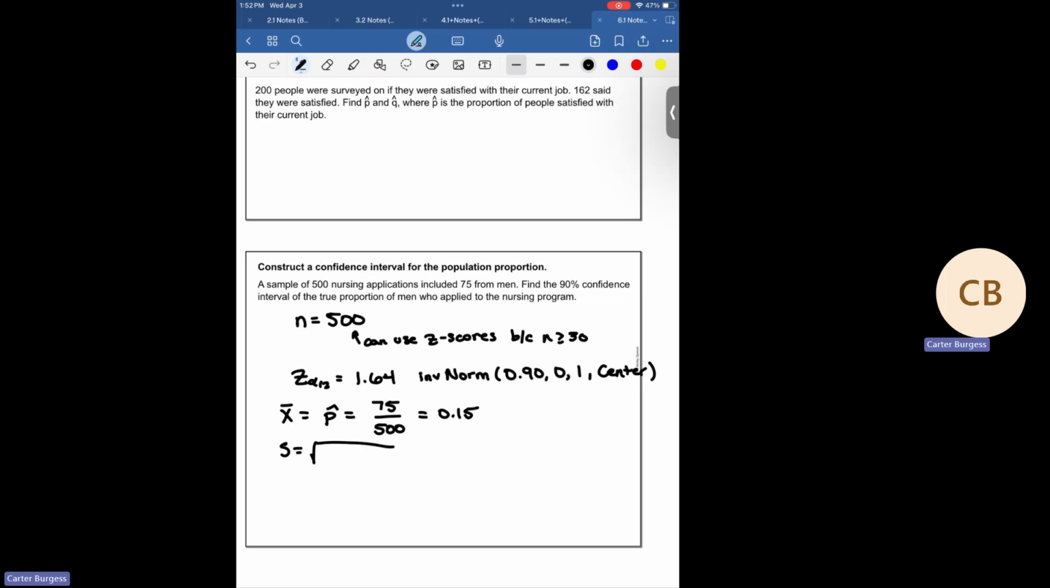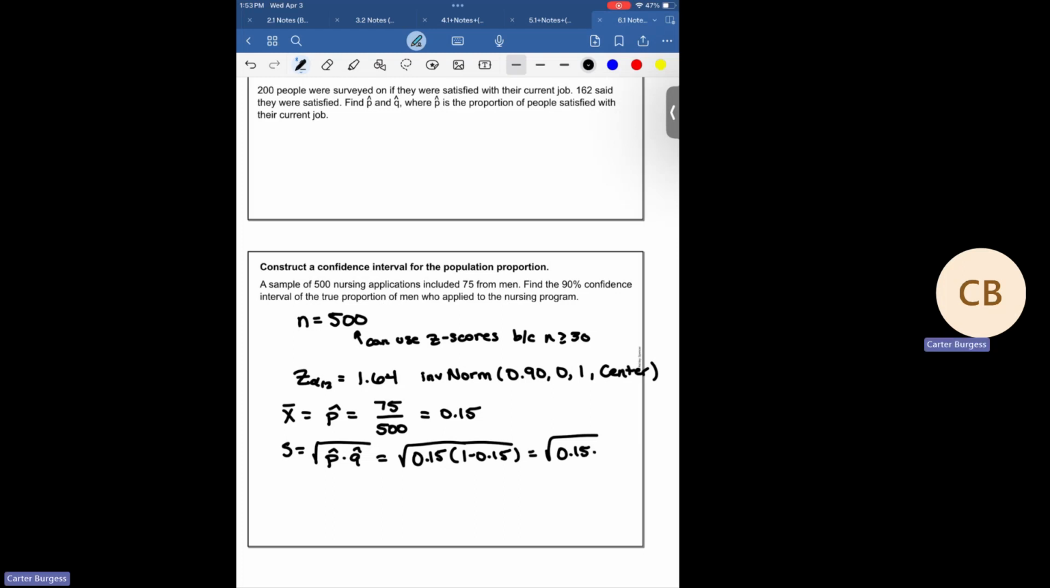That's going to be the square root of p times q. And then how do I find q? 1 minus the value of p. Yeah, perfect. Which is equal to the square root of 0.15 times 0.85. Plug it into your calculator and see what it is. I'm actually just going to plug that directly into our test.